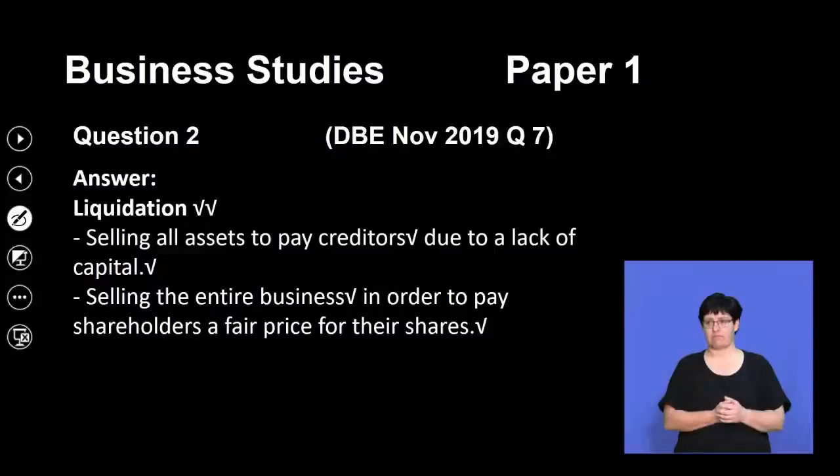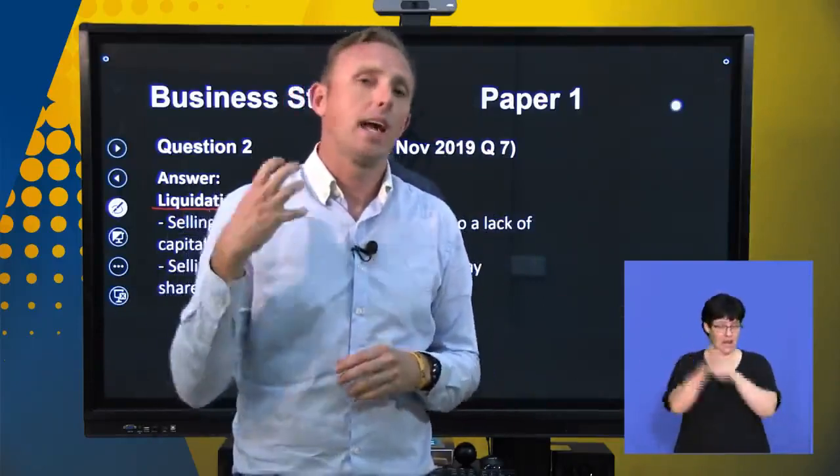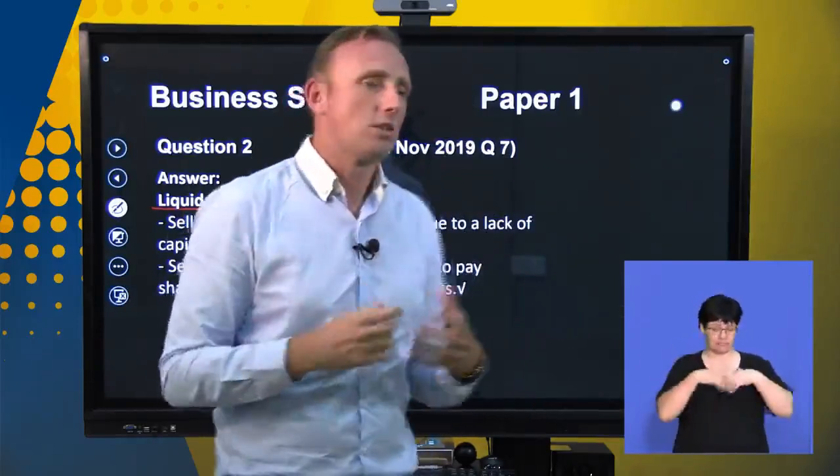Right, now, the next defensive strategy we have is liquidation. Now, liquidation is the last strategy that a business can follow. Once a business is liquidated, it can no longer exist. Right. So, and you'll see why now.